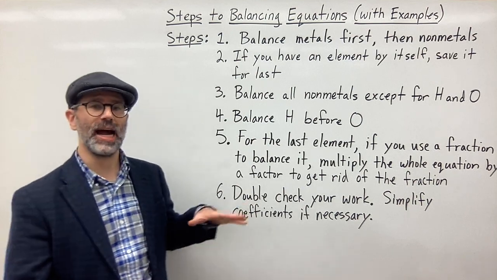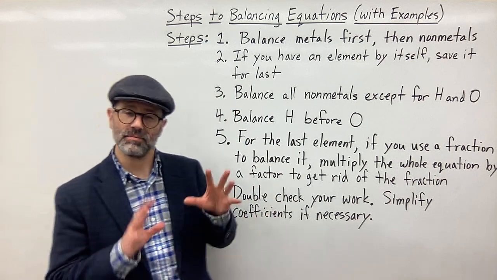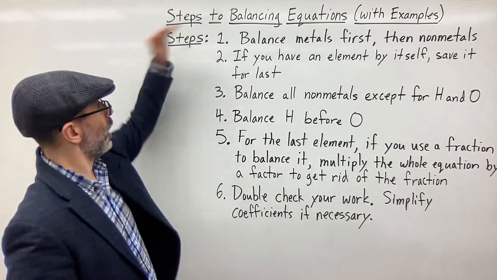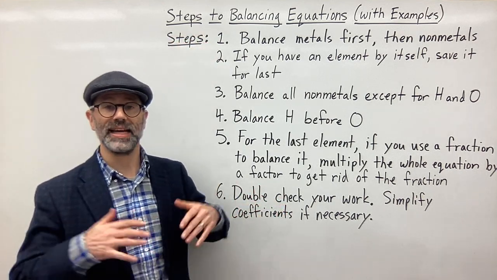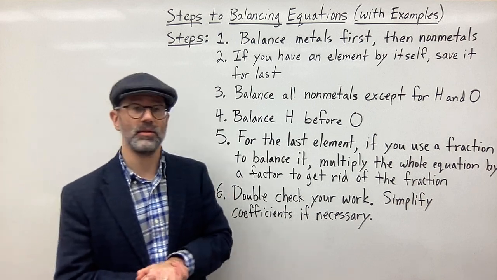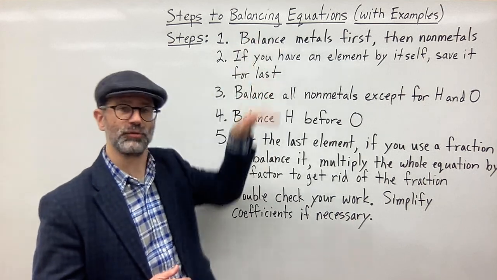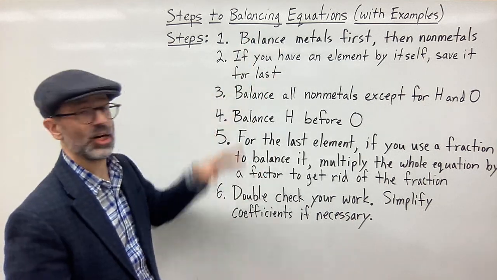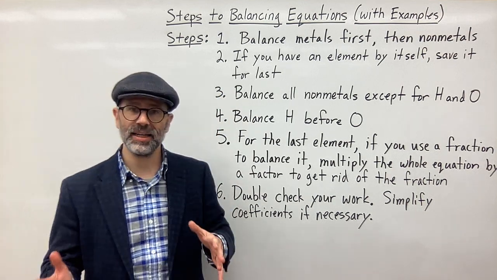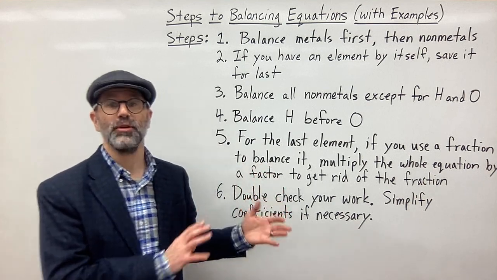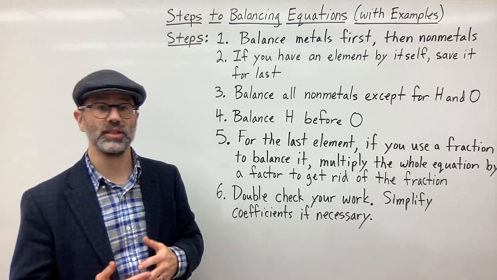So the steps here are kind of in an order of priority, but not too much, right? So you start with step one, balance metals first before non-metals. That is a rule of thumb. Rule two, you could put rule two first or step two first. It doesn't really matter. These are general rules of thumb to follow. So first, the idea is to balance any metals you have before non-metals. They tend to be the easier ones.